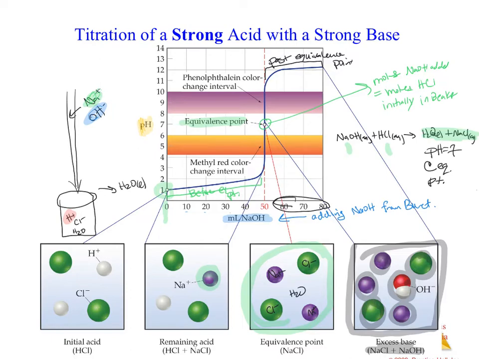Another thing I noticed, the shape of this curve. So we start out pretty flat, we shoot up really quickly, and then we curve out to a high pH. And I see my equivalence point pH is at 7. These are unique characteristics for strong acid, strong base titration.